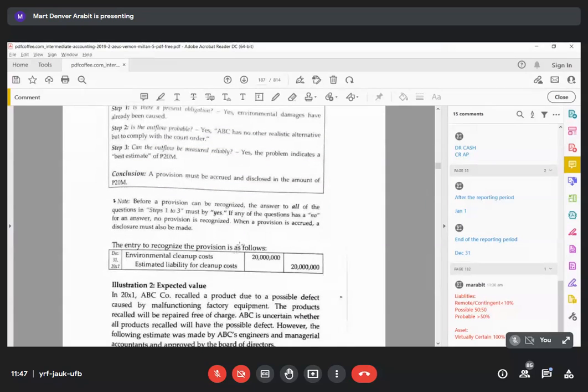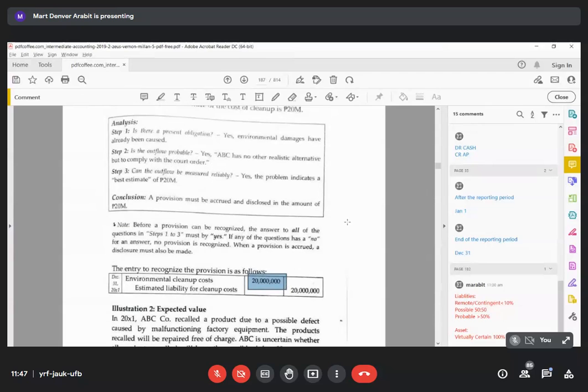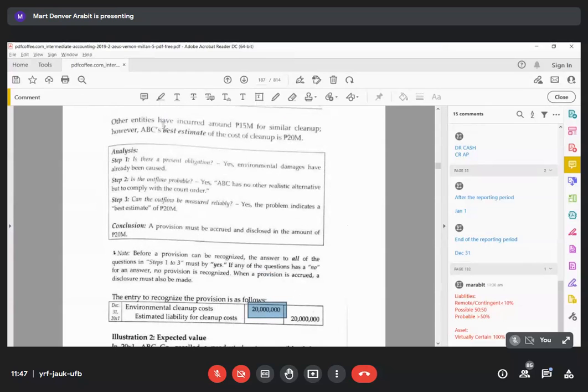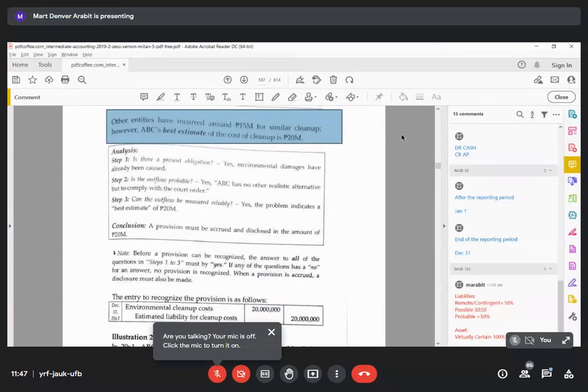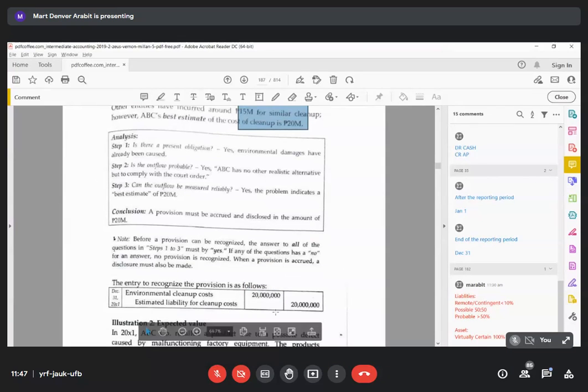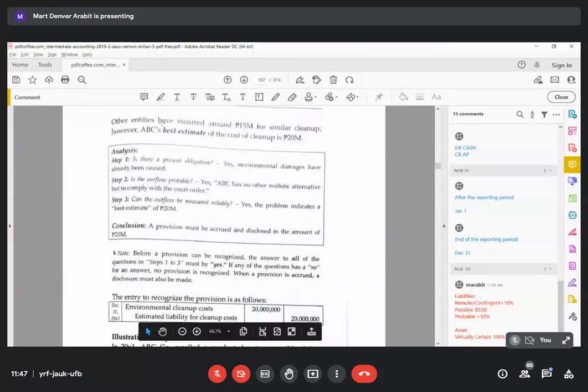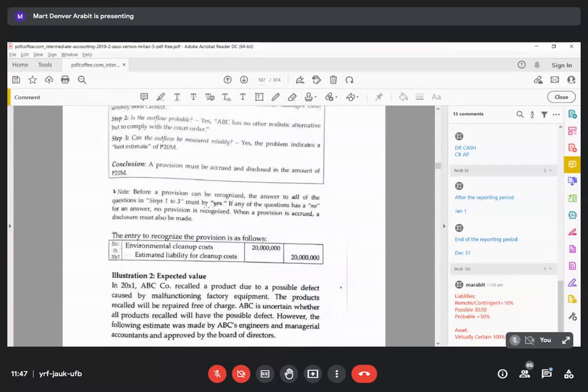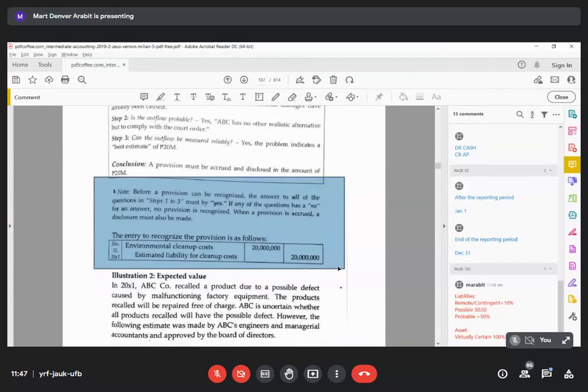Okay. So, the entry to recognize the provision is this one. We used the 20 million because it is deemed to be the best estimate. But if the problem states that both of these two amounts are considered to be the best estimate or the probable or possible amount to be paid, then you have to use the midpoint, around 17.5 million. That is the amount that should be recognized as provision had this 20 million not been labeled as the best estimate. Okay? So, any questions regarding this? If none, then let us continue.